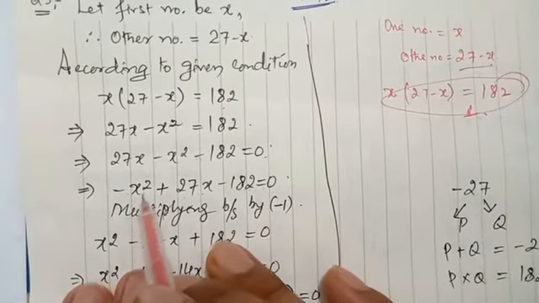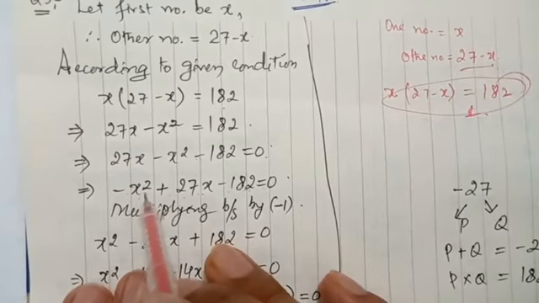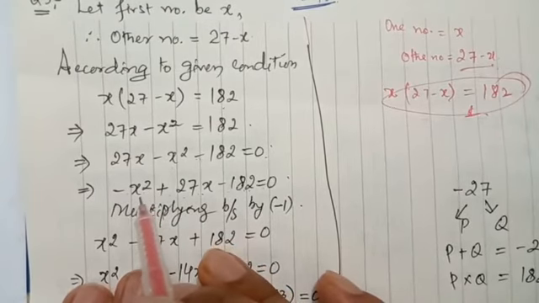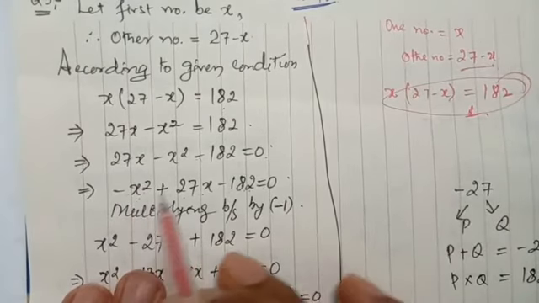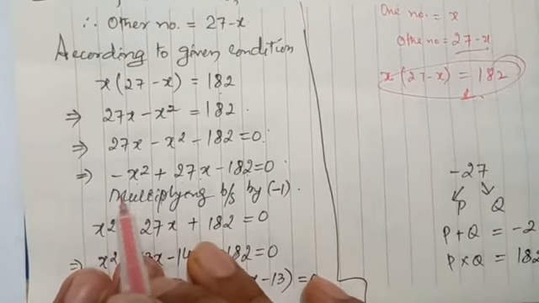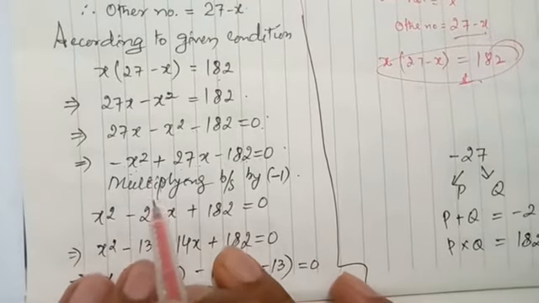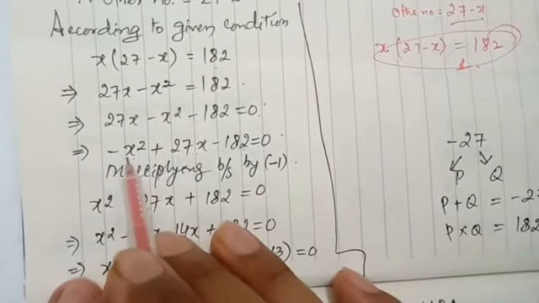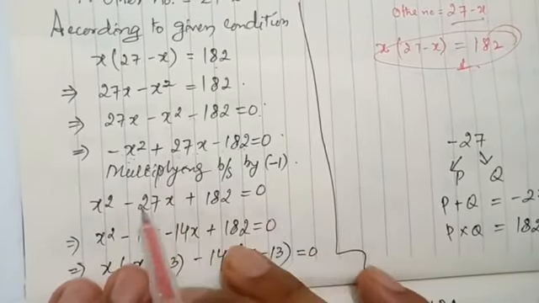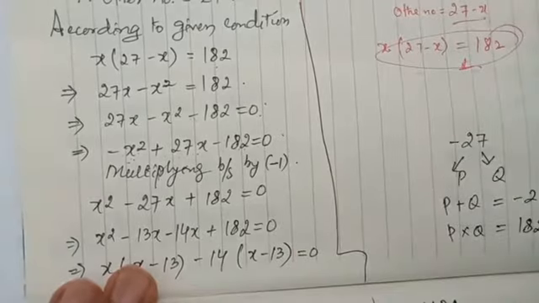Why did I write it here? Because it is the term containing the highest power, the highest degree. That's why we are writing this. This is the general form of a quadratic equation. The first term has the highest power of the variable. Here it is negative, so I want to remove this negative sign. I will multiply both sides by minus 1. This will become positive x square, minus 27x, minus 182 equals 0.